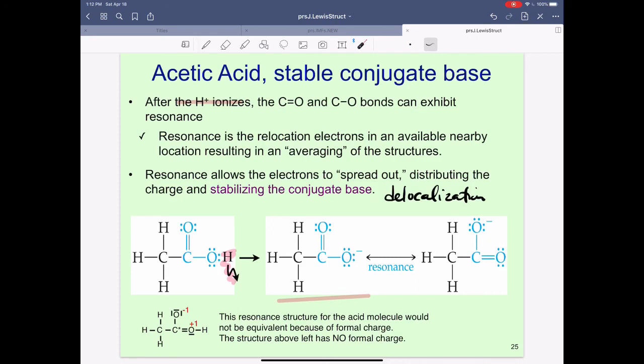Now, why don't we see resonance in the acid molecule? Because if you move that double bond from here to here, you'll end up with this structure shown, and you can see that that structure will have formal charge and is not an equivalent Lewis structure.